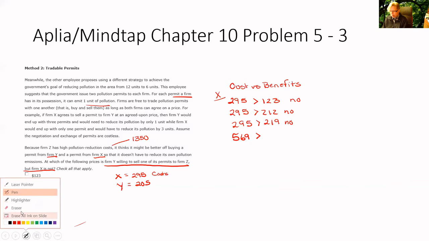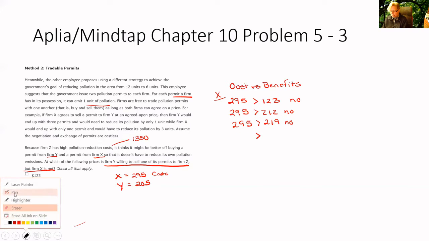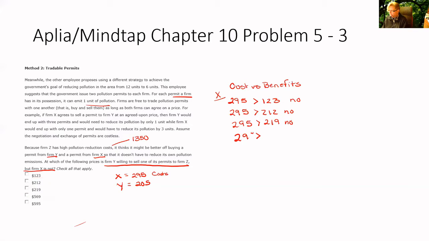Sometimes I think a little bit more than the hand moves as quick as the mind does. So 295 is the cost, and we're going to say that the benefit is going to be greater at 569. So that becomes a yes. 595 obviously becomes a yes as well. So now what we're going to do is take a look at Y and do the same thing and look at the cost versus the benefit.